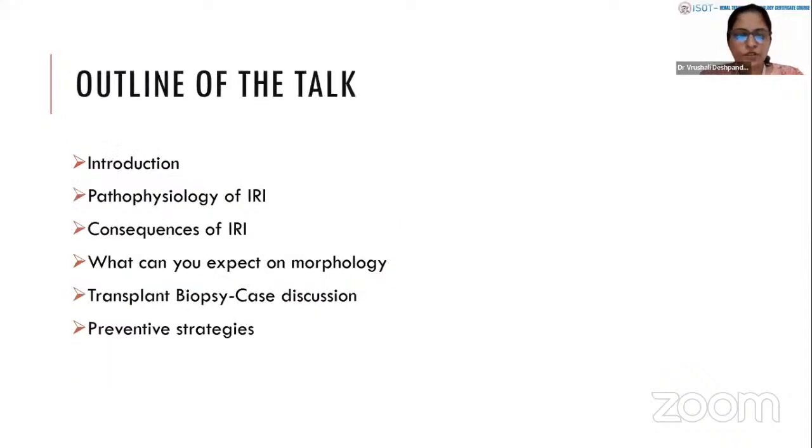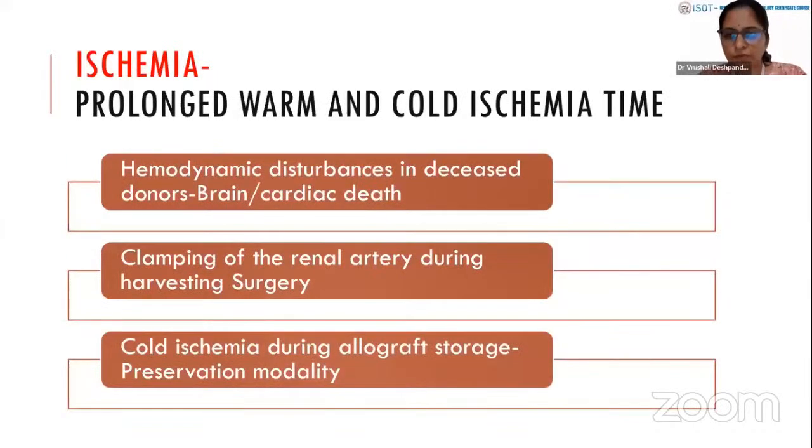So, the outline of the talk will be, we will understand the pathophysiology of ischemia reperfusion injury at the cellular level, its consequences, then what are the reflections on morphology, how understanding this concept can help us in a practical manner for interpretation of our biopsies with a small case discussion, and a brief about the prevention strategies to avoid ischemia reperfusion injury. So let us dive into the pathophysiology of ischemia reperfusion injury.